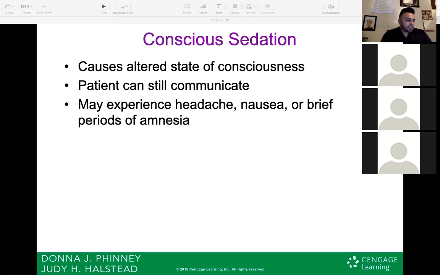With conscious sedation, this places the patient in an altered level of consciousness. It doesn't completely knock them out, just puts them in a twilight sleep, I like to say. The patient is still able to communicate and respond to questions. This form of sedation serves to lower the levels of pain and discomfort. And the patient may experience a headache, nausea, or periods of amnesia following conscious sedation, especially right after they wake up from it.